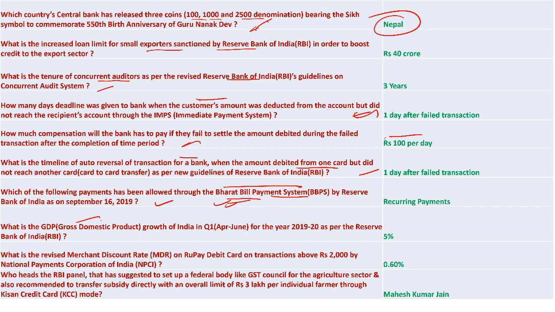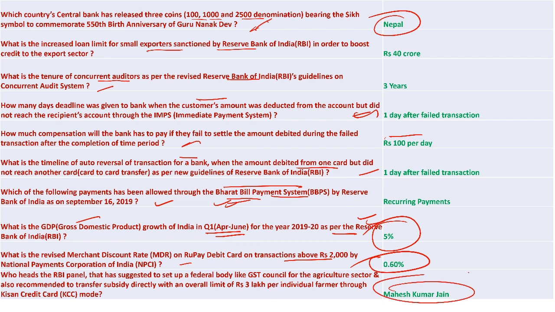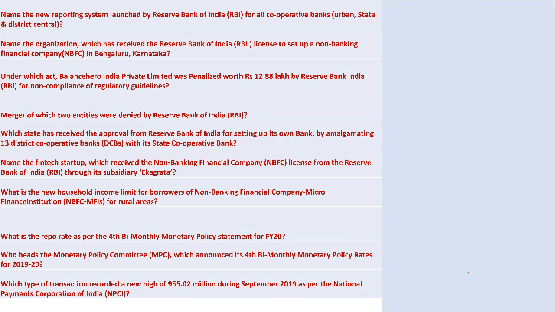5% is the GDP growth of India in Q1 April-June as per RBI. This becomes an important question. What is the revised MDR on RuPay debit card on transactions above 2000 by National Payment Corporation of India? That's 0.6%. Who heads the RBI panel that has suggested setting up a federal body like GST Council for the agriculture sector? It also recommended transfer of subsidy directly with an overall limit of 3 lakh per individual. That's Mukesh Kumar Jain. Moving forward to the next set of questions.